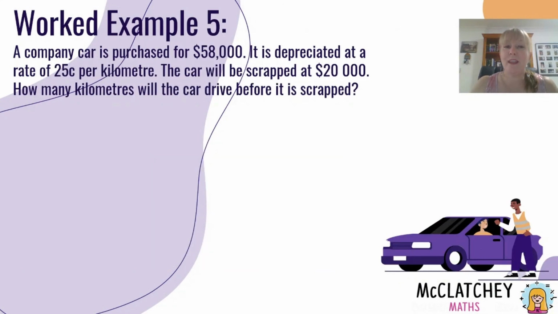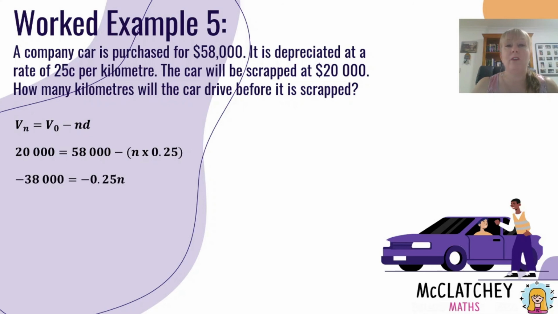Let's look at another worked example. A company car is purchased for $58,000 and depreciated at a rate of 25 cents per kilometre. The car is going to be scrapped at $20,000. So how many kilometres will we have to drive before we scrap it? So in this case, our scrap value is not zero. So when we use our general rule, VN will actually equal 20,000, which is the scrap value. It's going to then be equal to the starting value, V0, of 58,000, take away N times 0.25. We've got to find N, that's the number of kilometres, and 0.25 is the depreciation rate, D, the common difference.